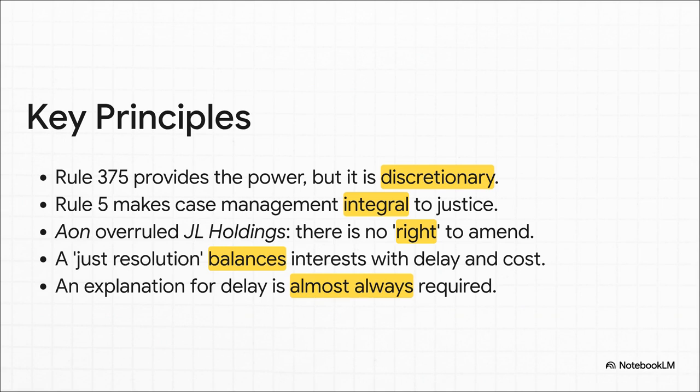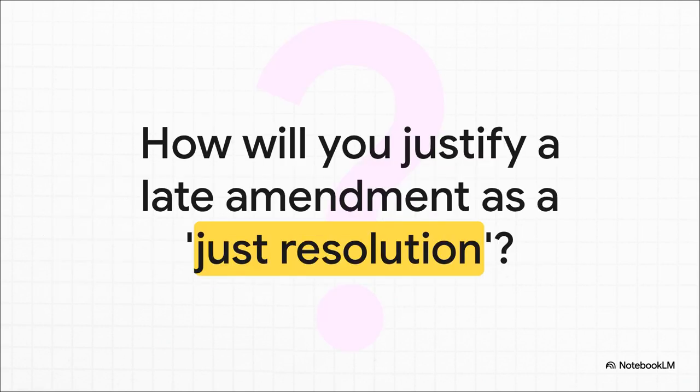Seriously, these are the core of the modern law on amendments in Queensland. Rule 375 gives the power. Rule 5 gives the philosophy. Aon sets the test, and a good explanation for any delay is pretty much your golden ticket to getting leave from the court. And that right there is the ultimate question you have to be ready to answer.